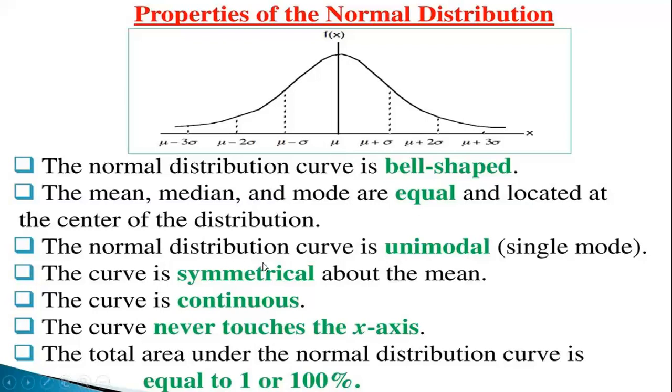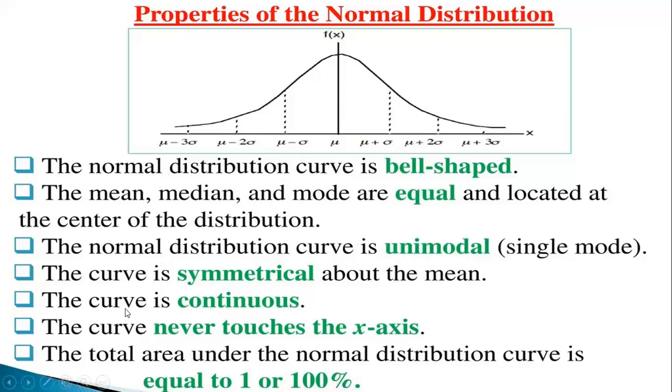The normal distribution curve is unimodal, meaning to say there's a single mode. That's why if you could see here, there is only one peak, and this is where your mode could be found as well. The curve is symmetrical about the mean. When we speak about symmetrical, for example, if you will fold this graph along this line, then the left portion and the right portion will in fact coincide with one another.